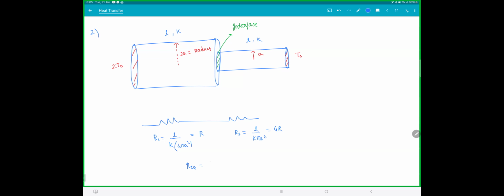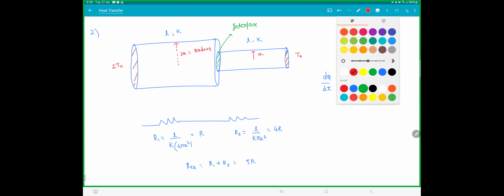So R equivalent will be R1 plus R2. This is 5R. Then dq by dt is nothing but temperature difference by R equivalent. Temperature difference is T0 by 5R. There you can substitute R, you'll get the answer. I will leave it to you there.